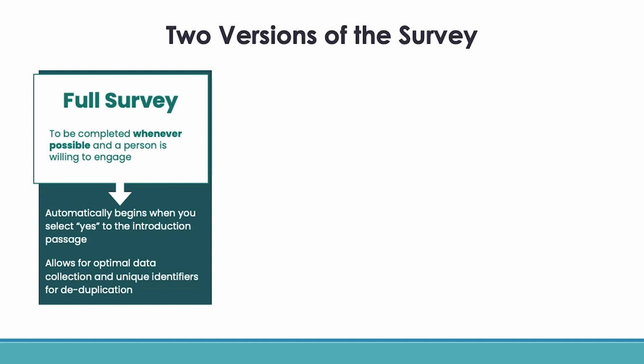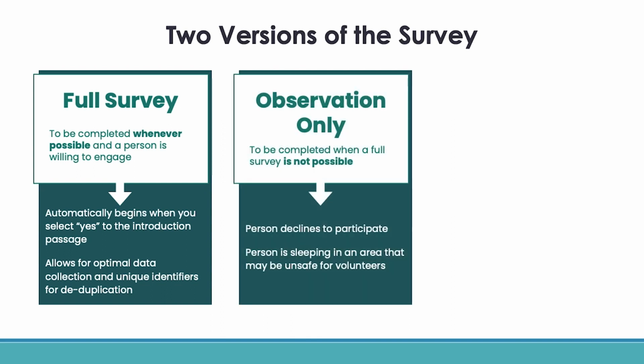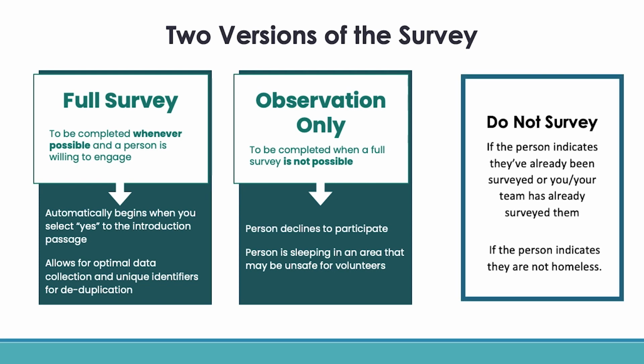If a full survey is not possible, you can complete an observation-only survey. Some examples of when you would complete an observation-only survey are when a person declines to participate, or if a person is sleeping in an area that may be unsafe or inaccessible to volunteers. There are some instances when you should not survey someone, such as if they indicate they've already been surveyed, if you or one of your team members have already surveyed them in your previous shift, or if the person tells you they are not homeless. People who self-identify as not being homeless should not have surveys completed on their behalf.